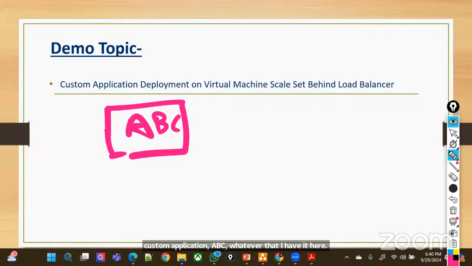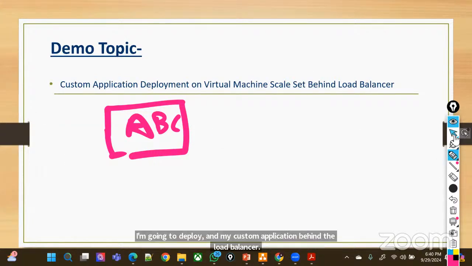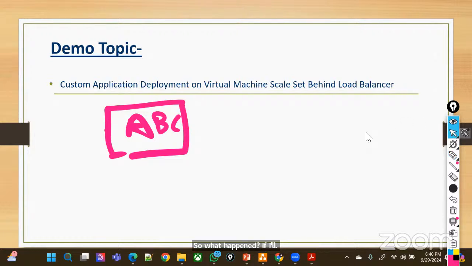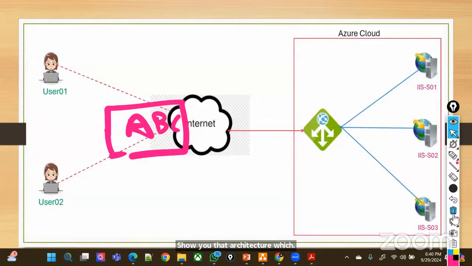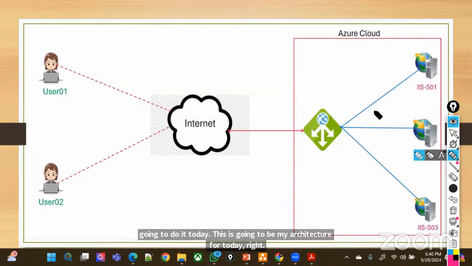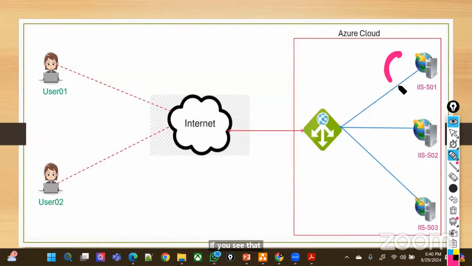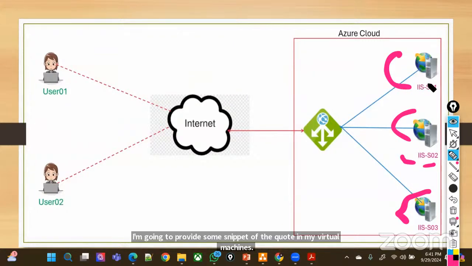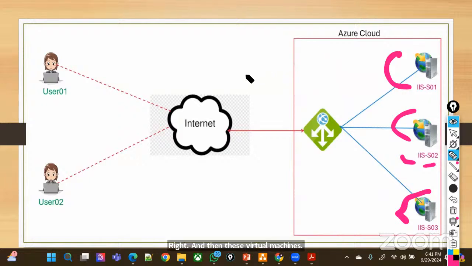So I'll show you the architecture which I'm going to build today. This is going to be my architecture for today. If you see it, I have three virtual machines deployed on the Azure cloud, and they have their IIS services configured. So I'm going to provide some snippet of the code in my virtual machines, and then I'll deploy a scale set on these virtual machines.